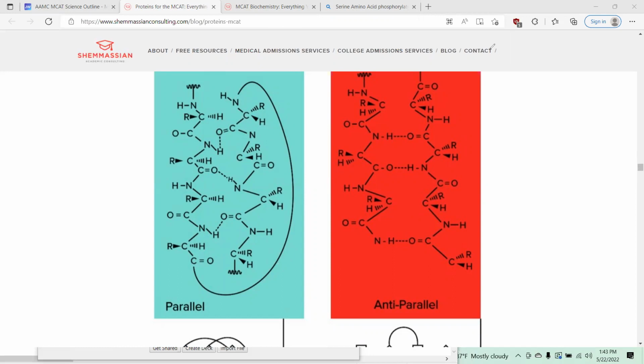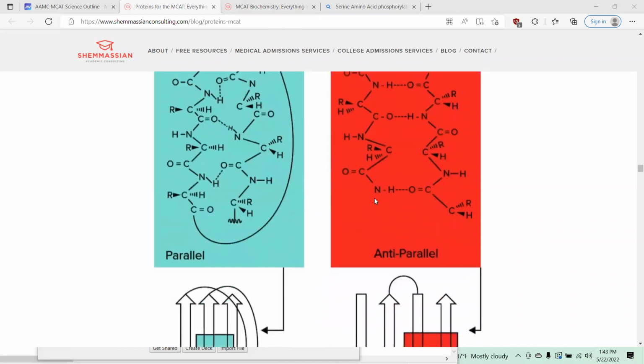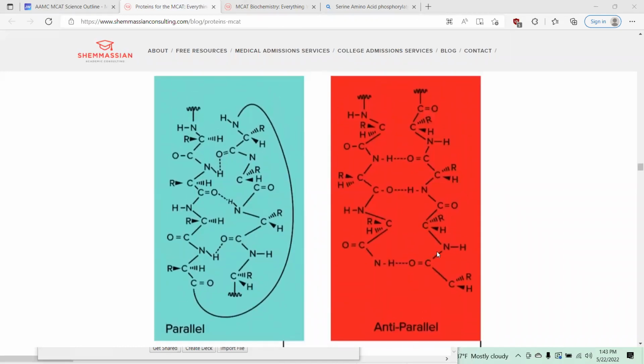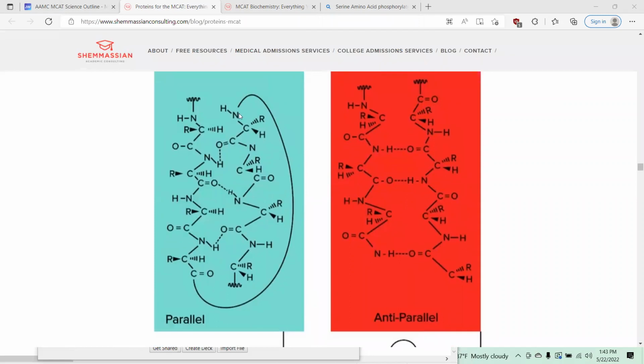And then we have the anti-parallel. So there are two different versions. There's one called parallel and there's one called anti-parallel. And the difference is very slight. These are both beta pleated sheets.